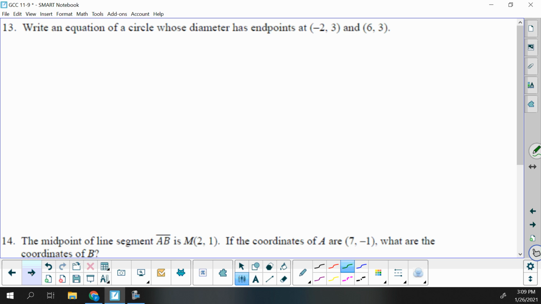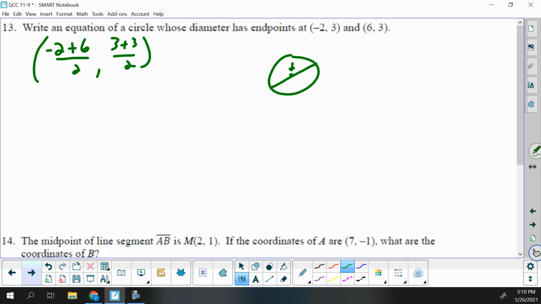All right, next one, 13. We want to write the equation of the circle. If we have a diameter, we've got to find the midpoint of that to find the center. So we'll start with our midpoint. So we'll average the x's and average the y's. So negative 2 plus 6 over 2. And 3 plus 3 over 2. That's going to give us 4 divided by 2, which is just 2, and 6 divided by 2, which is 3. Well, then we've got to do the distance from our center to one of our endpoints.